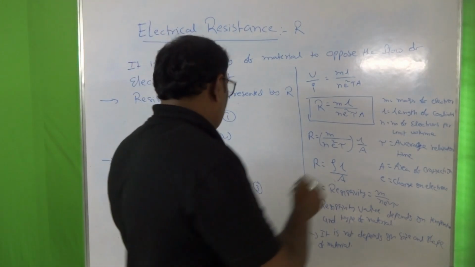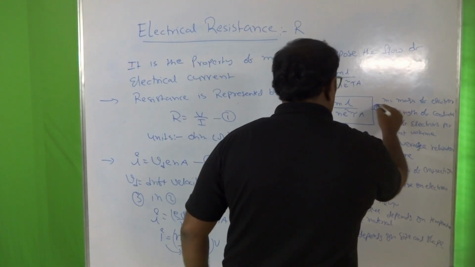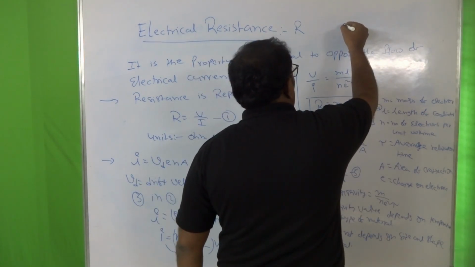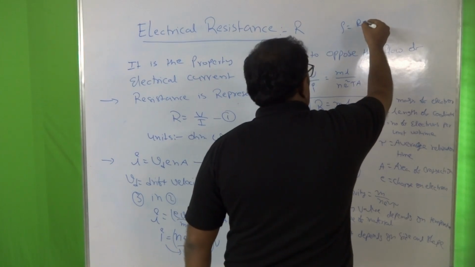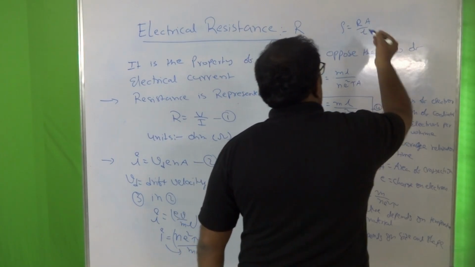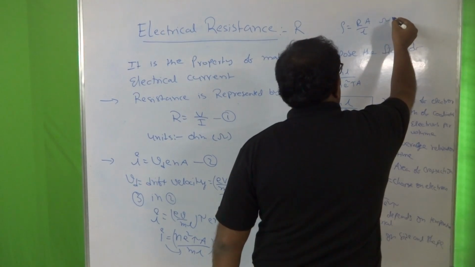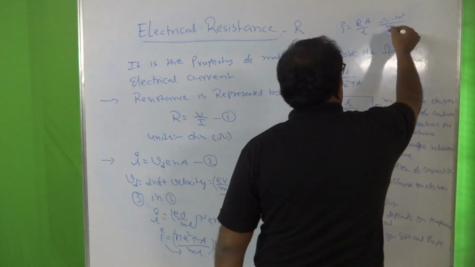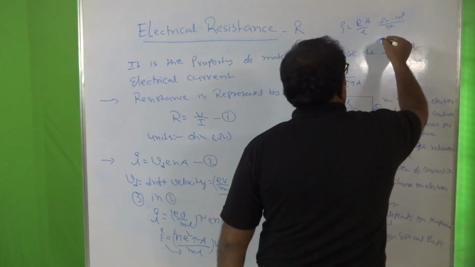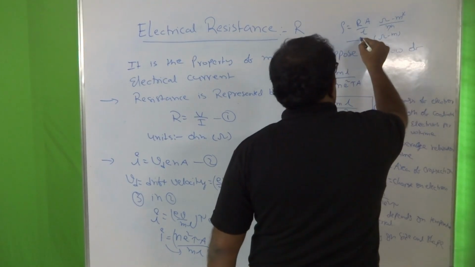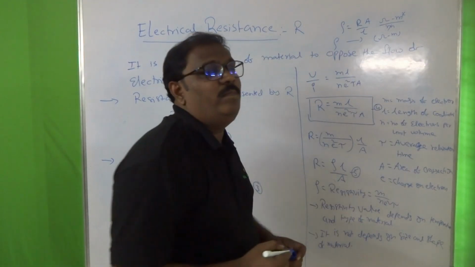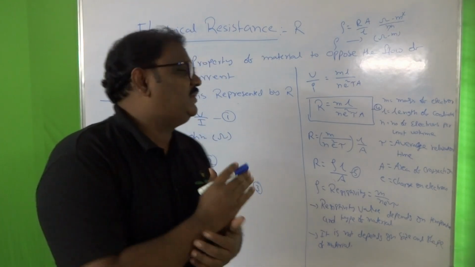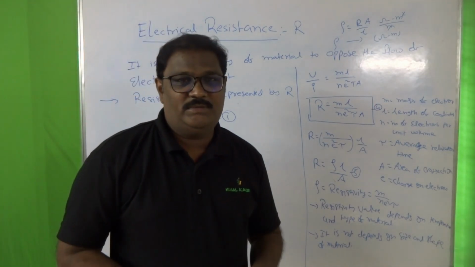Now coming to this equation, take this equation as number 4 and this equation as number 5. From the fifth equation we can write rho equal to R into A by L. So the unit of resistance is ohm, the unit of area is meter square, the unit of length is meter. Meter cancels, so the resistivity unit is ohm meter. So this is the total description of electrical resistance.